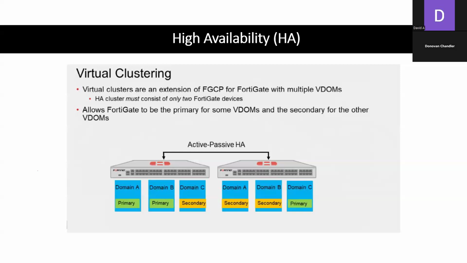Similar to if you had two switches working with each other on a trunk, where one switch can be the root bridge for some VLANs, and the other switch can be the root bridge for other VLANs. Similar concept. Because traffic from different VDOMs can go to different primary FortiGate devices, you can use virtual clustering to manually distribute your traffic between the two cluster devices and allow the failover mechanism for each VDOM between the two FortiGate devices.